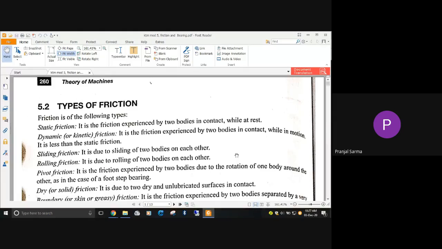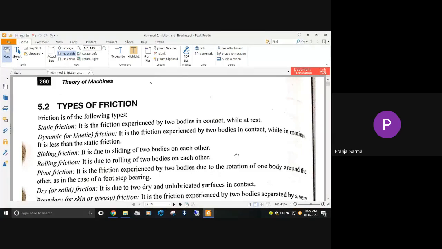Now, in our context, why are we going through this once again? This friction arises in any two contacting surfaces. Whenever we talked about the flat belt or V belt, and the belt and rope also, we saw that it is a kind of friction, right?